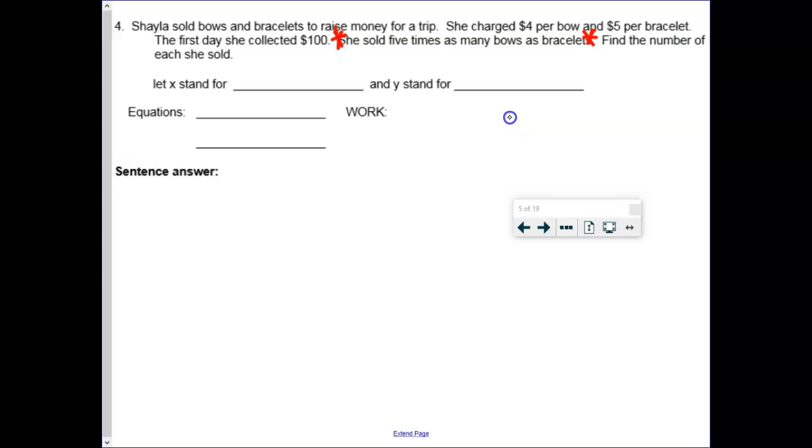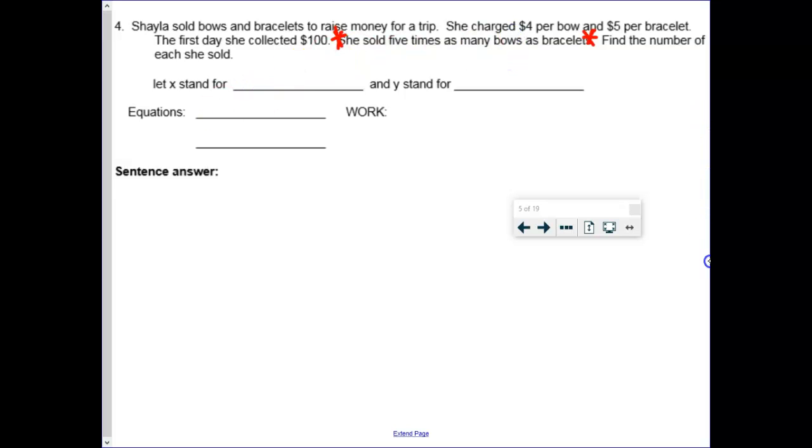Kind of like the one from that one day. Yeah, yes. My arch nemesis. Okay, so the reason I knew this was a nasty one is because as I read it, she sold 5 times as many bows as bracelets. It does not say things like the number of bracelets is, or the number of bows is. So it's not a simple, translate it and walk away kind of a statement. So this one you have to think backwards. That's a good time. We'll talk about that one in a minute.